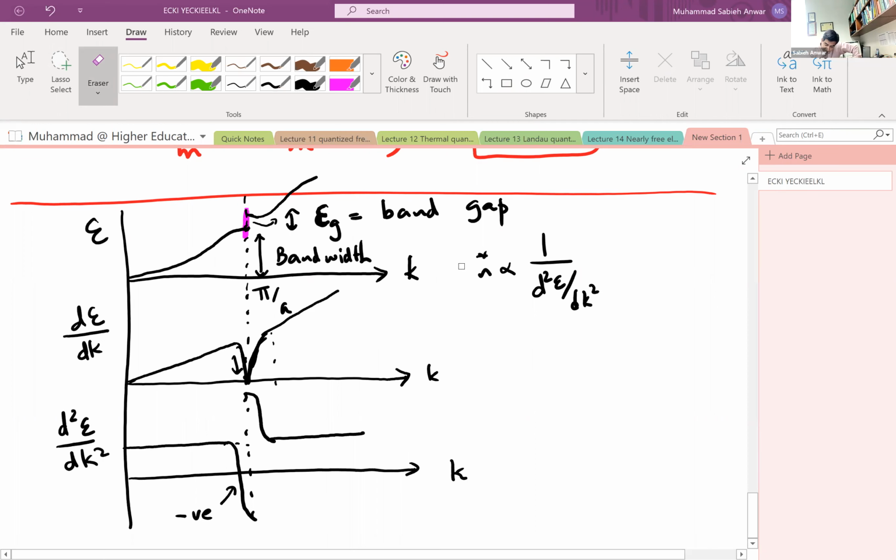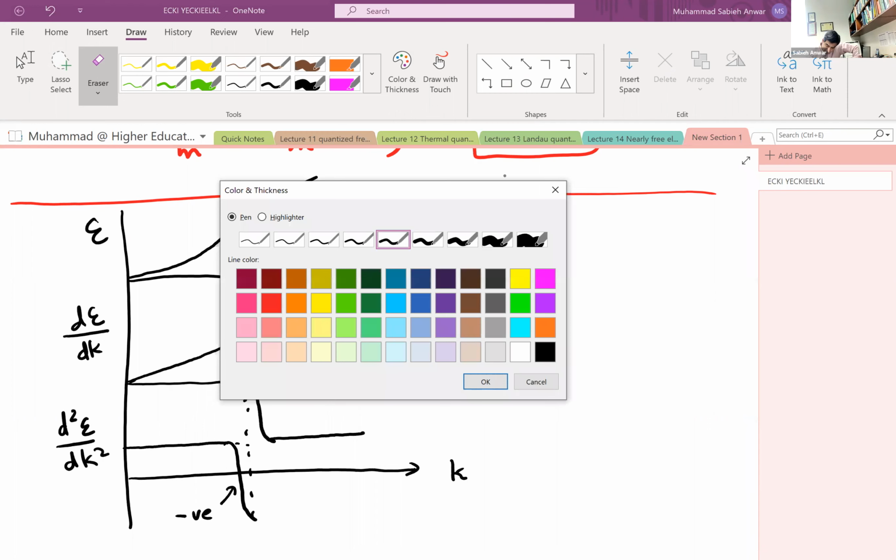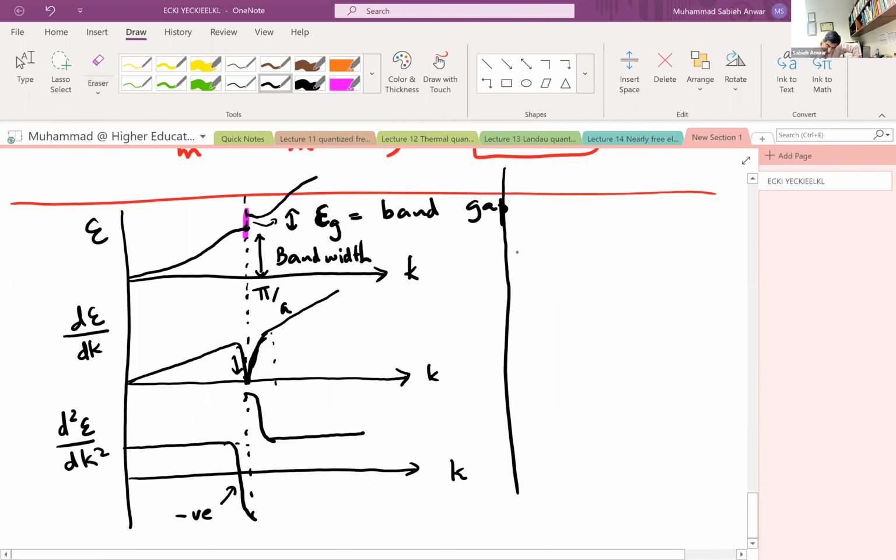Let me rub this out for a minute. We could also have another scenario, which I'm going to draw now. That scenario is the following. I have a small width of a band and a large gap. That's also possible. A large gap, EG is large, and the width of the band is small.